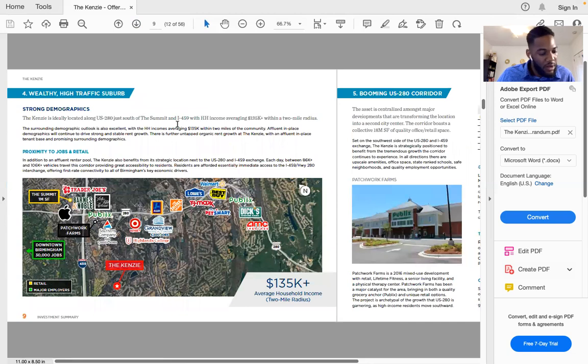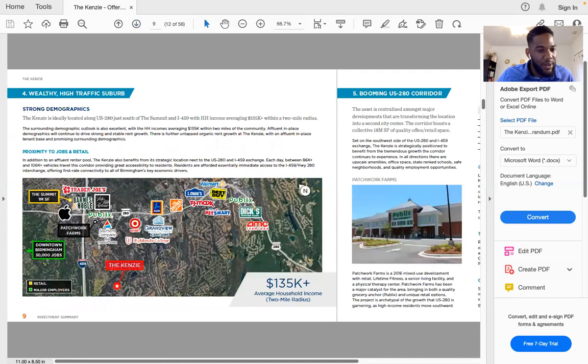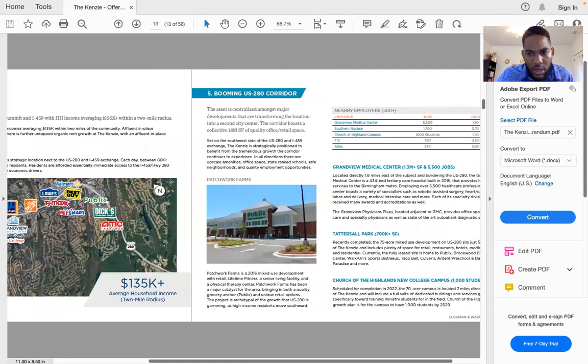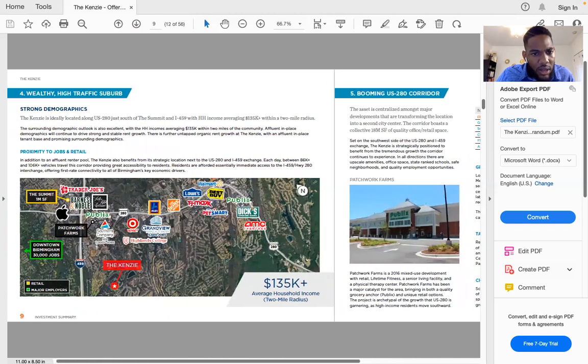Okay. All right. So we don't really focus on market too much in these sessions, but I do want to highlight some stuff here. They're saying the average household income in this area is $135K. So guys, a lot of people that underwrite a lot of deals or frequent these sessions, do y'all think $135K in average household income is a decent income?